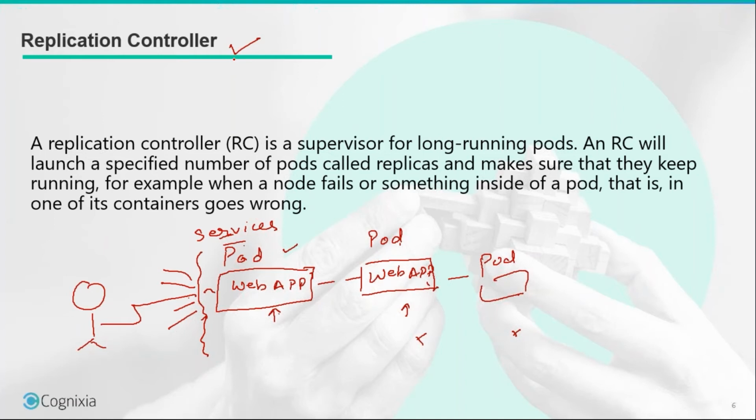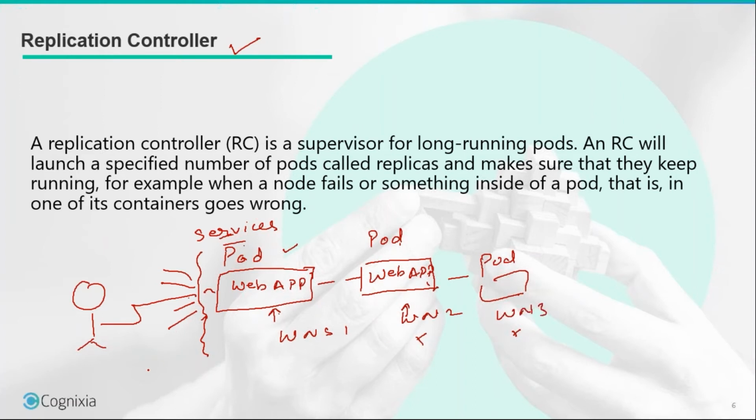Replication controller is a supervisor for long running pods. In short, we call it RC, replication controller. It will launch the specified number of pods, called the replicas, and make sure that they keep running. For example, when a node fails, or sometimes inside the pod one of the containers goes wrong. So, for example, I have a cluster, and these are my worker nodes, worker node 1, worker node 2, worker node 3.